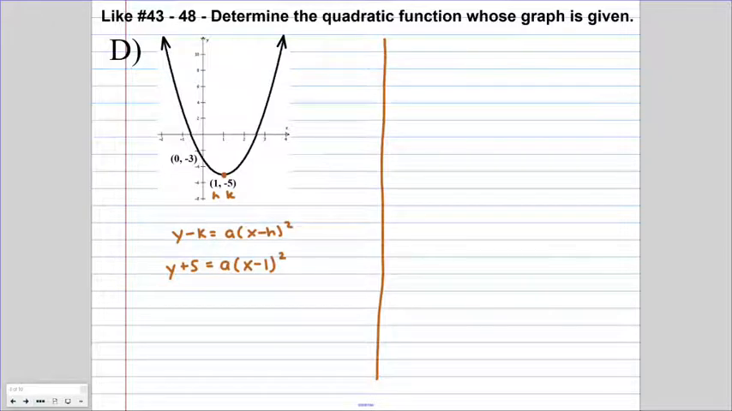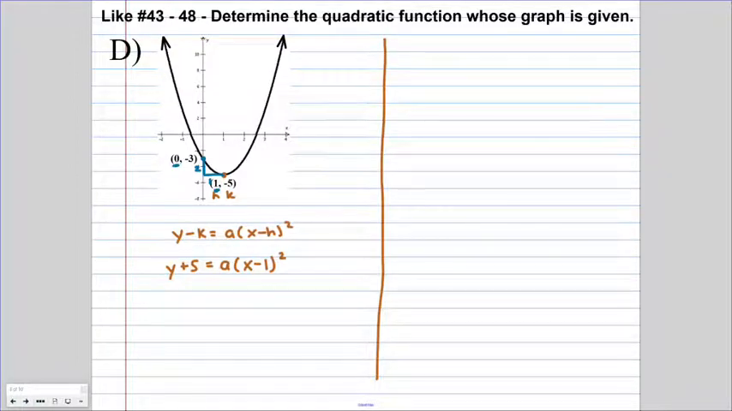The last thing we have to identify is the value of a, that stretch. We're going to use the second point here. From the vertex, we move over 1 and up 2. I'm looking at the x values to see how far we moved to the left. To get from 1 to 0, we just moved left 1. And then negative 5 to negative 3 meant that we moved up 2.